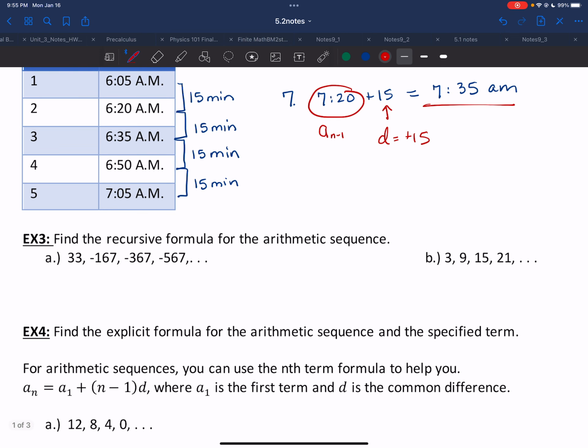So let's go ahead and look at the recursive formula for the arithmetic sequence. Just to remind you of your recursive formula, it's a_n equals a_(n-1), and then I'm going to say plus d. So if d is a negative number, then obviously it's going to be negative.